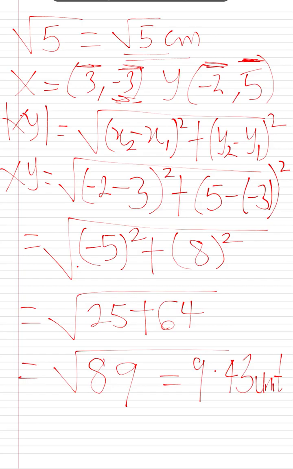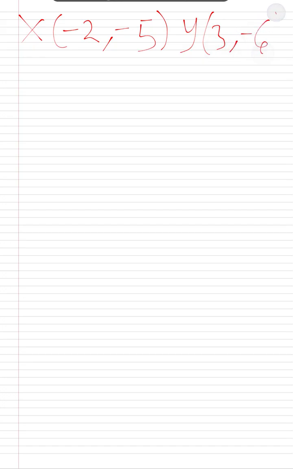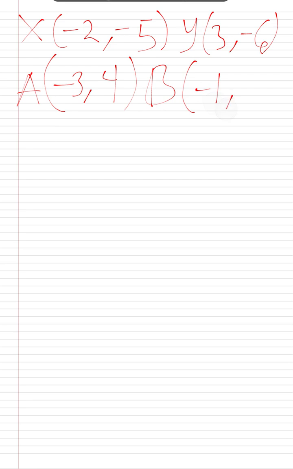So that is all we are going to do today. So before we go, let me give you assignments. Let's say I want you to find the distance between x, which is given as minus 2 comma minus 5, and y, which is given as 3 comma minus 6. So you find the distance, and then the second one: A is equal to minus 3, 4, and then B is given as minus 1, 2.